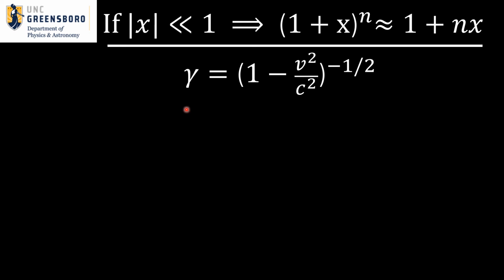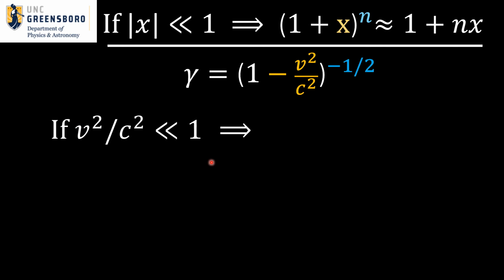Now let's look at gamma, which is 1 minus v squared over c squared, that entire quantity raised to the negative 1/2 power. So if v squared over c squared is much less than 1, then we're going to let x equal negative v squared over c squared and n equal negative 1/2. Okay? And so gamma is going to be approximately equal to 1 plus v squared over 2c squared.